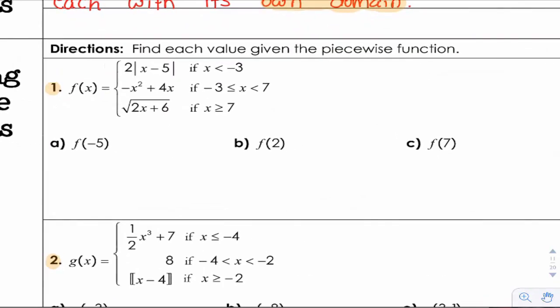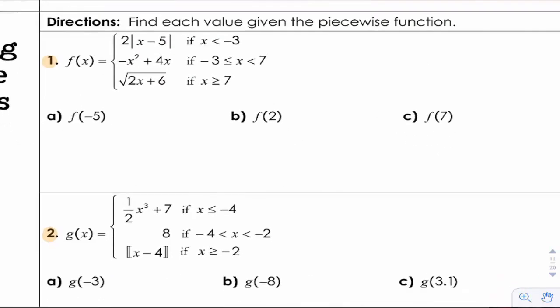So number one, notice the domains for each one of these pieces of our piecewise function. Each piece represents a different part of a function. Again, it's not the whole thing, just that piece of it. For example, the absolute value is only valid when x is less than -3. If x is greater than or equal to -3, we don't have that absolute value function anymore. We have another piece that we're going to be evaluating, and again, that domain will tell you.